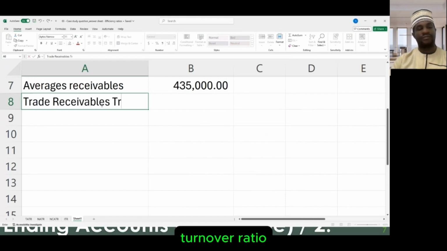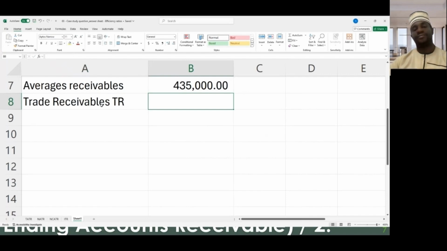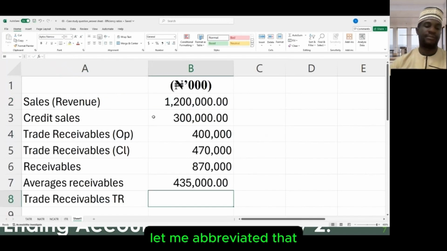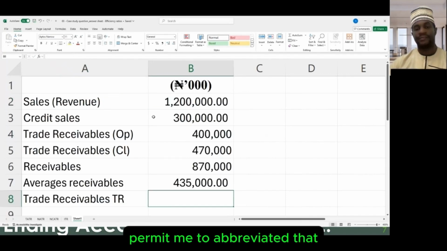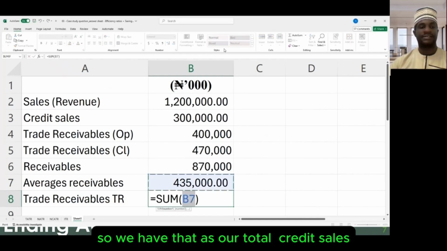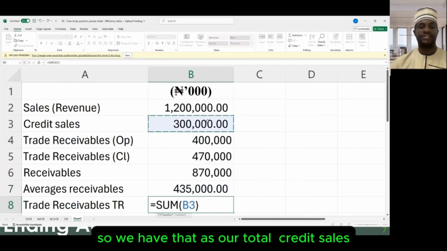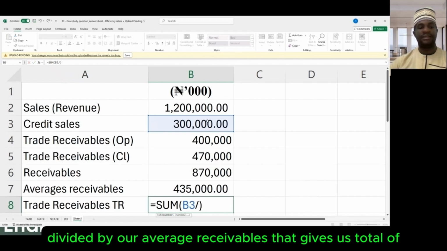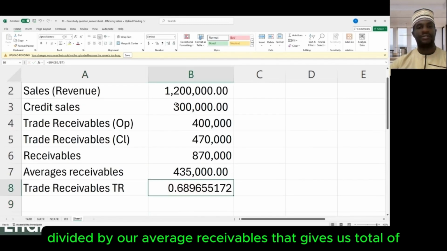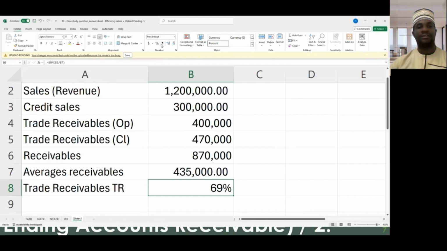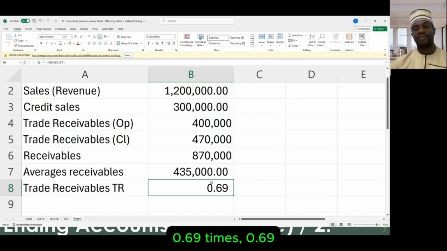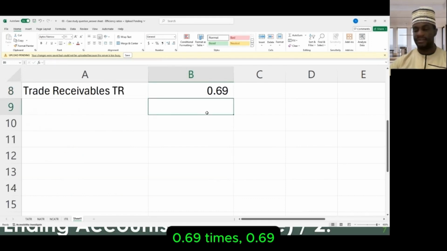So let's calculate our trade receivables turnover ratio. Permit me to abbreviate that. So we have that as our total credit sales divided by our average receivables. That gives us a total of 0.69 times.